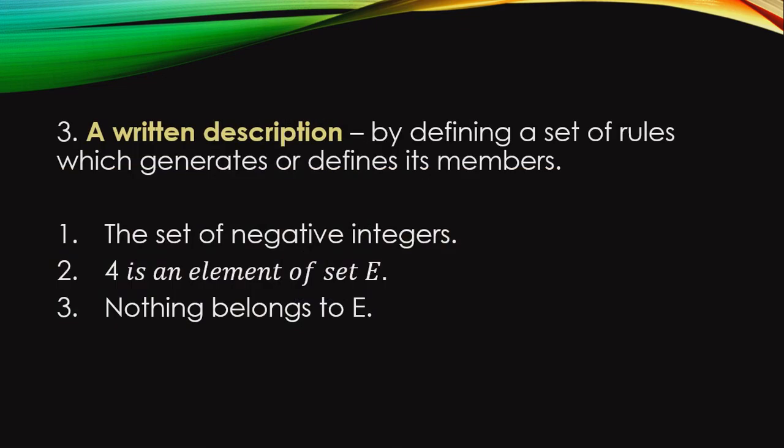In description, we are just going to describe what the set is all about using a sentence form. For example, the set of negative integers, it means R to the power of negative, if we use those symbols, class. Next is 4 is an element of set E. This is the symbolic form. And then, nothing belongs to E. So E is a null set.